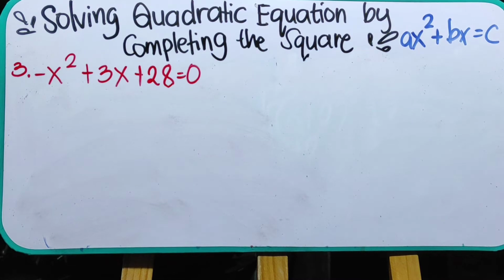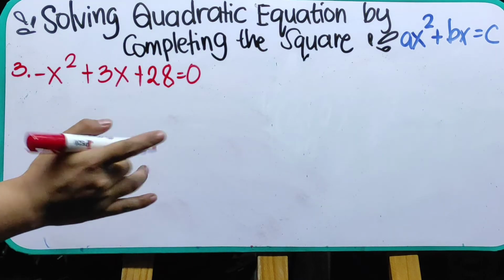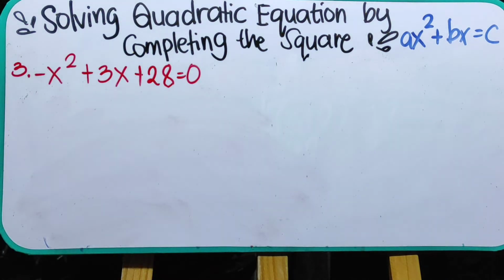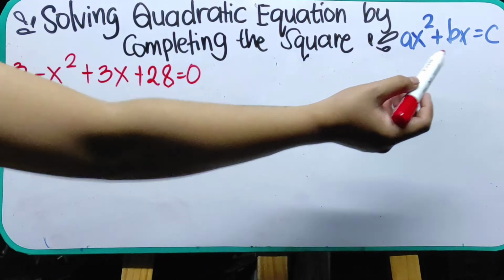Okay, example number 3, we have negative x squared plus 3x plus 28 equals 0. In solving quadratic equation by completing the square, again, the first step is to transform the given equation in the form ax squared plus bx equals c. So, yung number 3 natin, i-rewrite muna natin siya dito sa format na to.